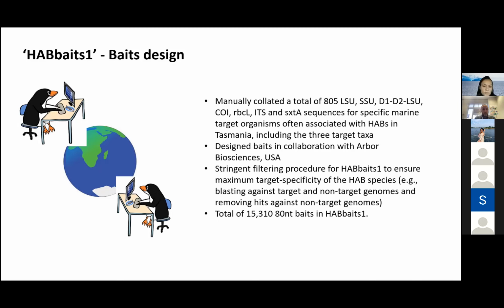So at the end, we had about 15,000 baits in this bait set. They are 80-nucleotide baits in the end. They get sent to you as a little vial and as a kit that can be applied.